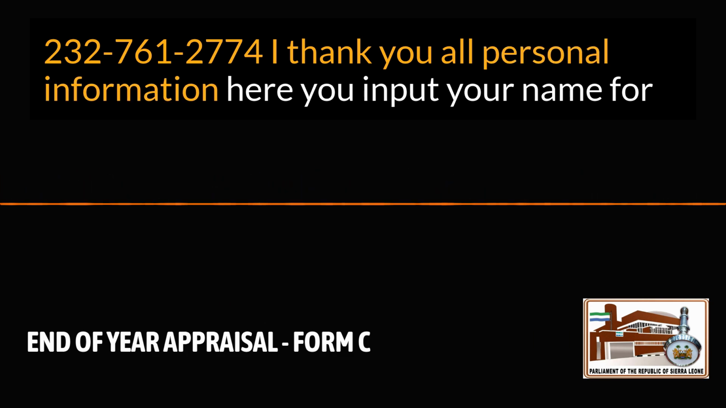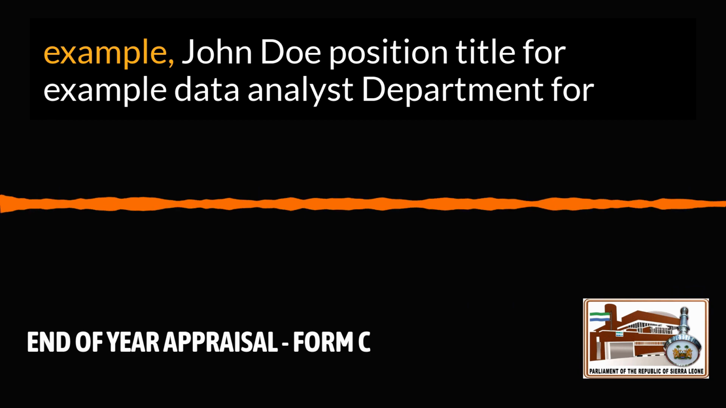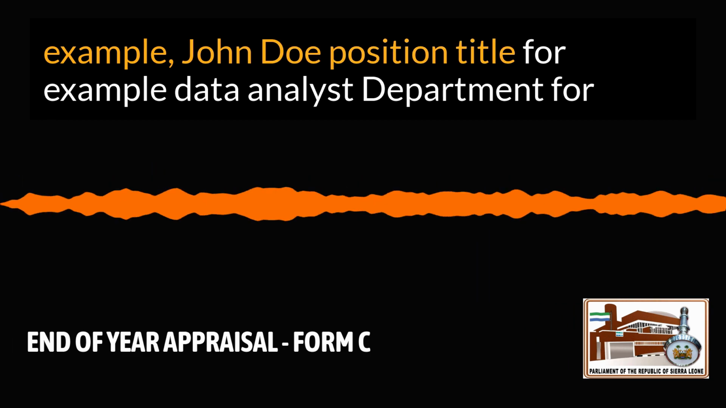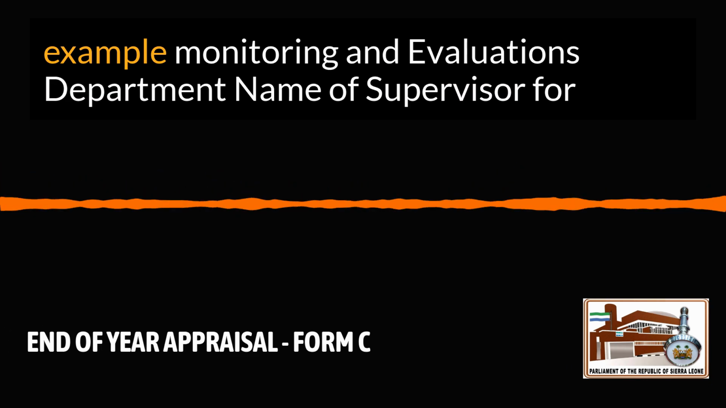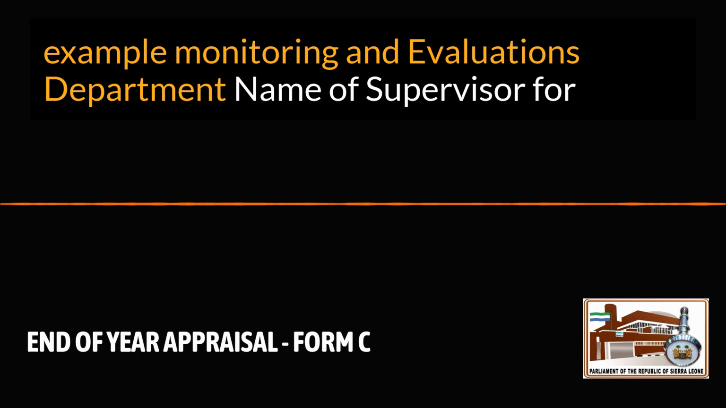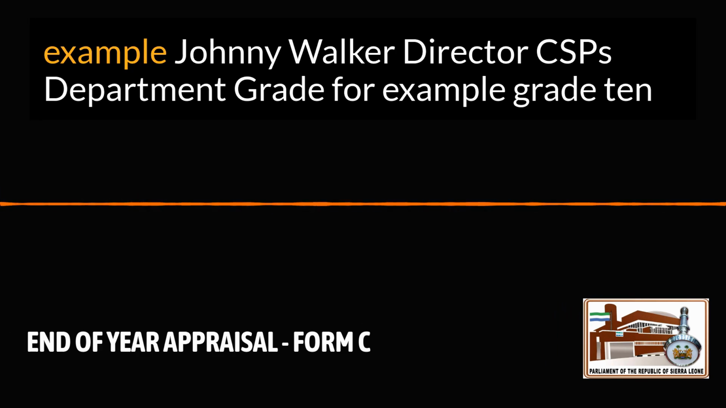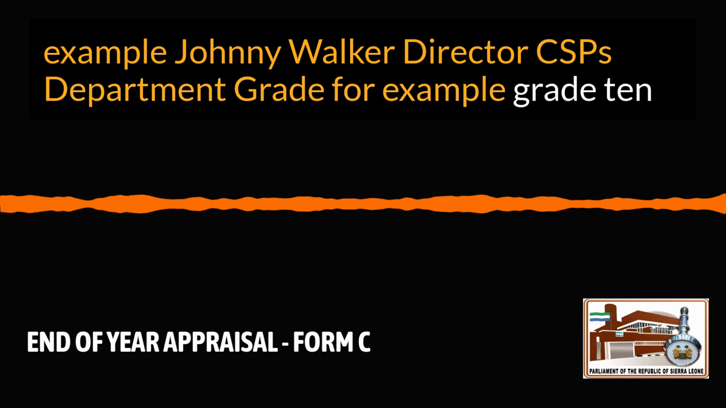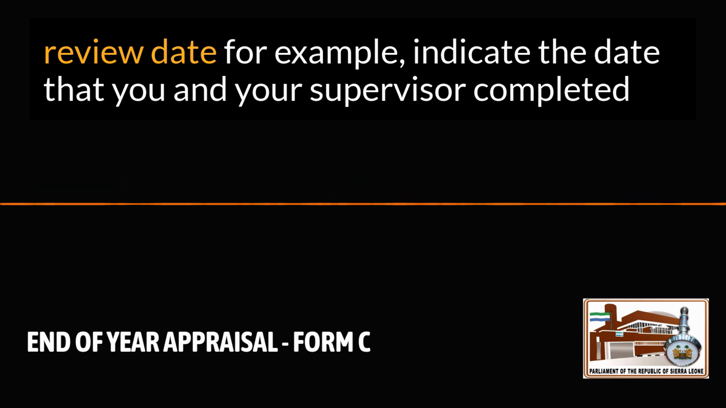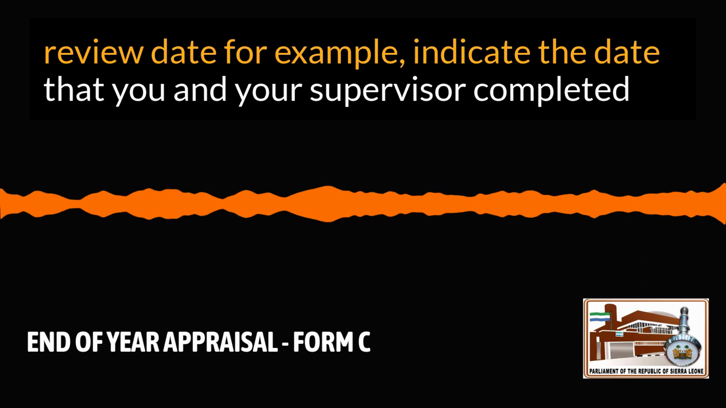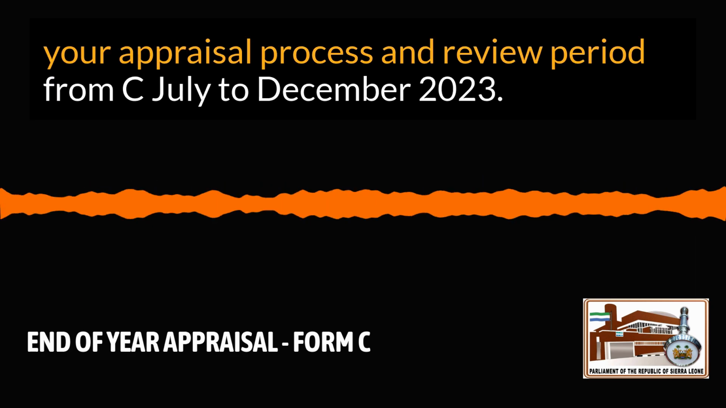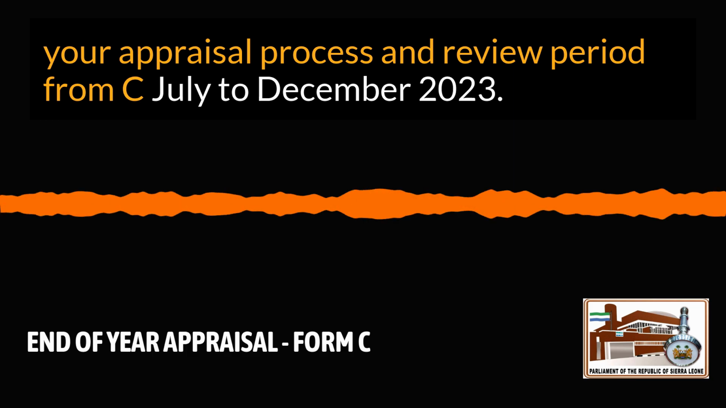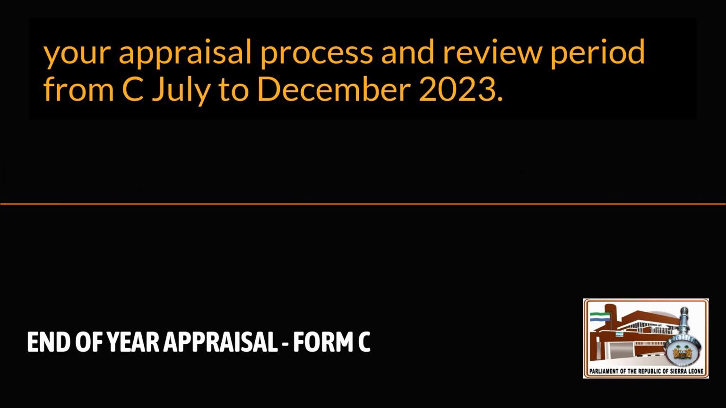Personal information. Here you input your name, for example, John Doe. Position/title, for example, data analyst. Department, for example, monitoring and evaluations department. Name of supervisor, for example, Johnny Walker, Director, CSPS department. Grade, for example, grade 10. Review date indicates the date that you and your supervisor completed your appraisal process. And the review period for Form C is July to December 2023.